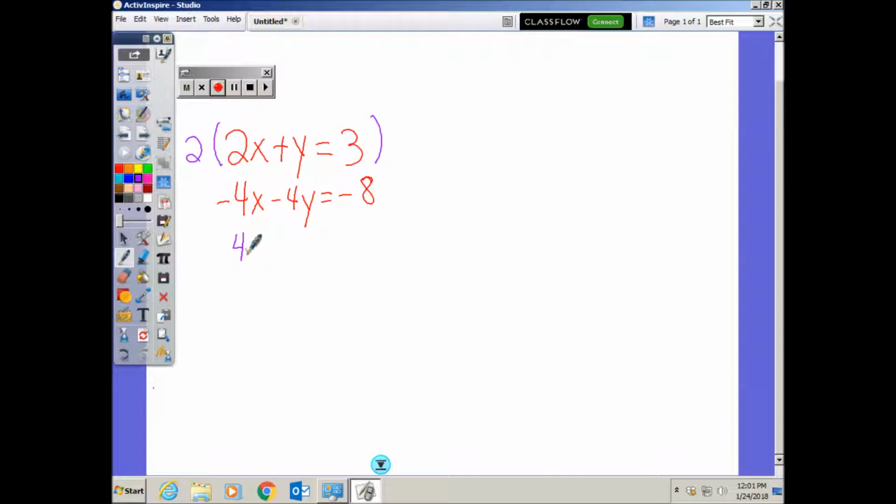2 times 2x is 4x. 2 times y is 2y. 2 times 3 is 6. So I'm not using that equation. I'm using these two. Negative 4x and 4x cancel out to get 0. Negative 4y plus 2y gives me negative 2y. And negative 8 plus 6 are combining terms. Negative 8 and 6 combine to give me negative 2. I divide both sides by negative 2, and y equals 1.